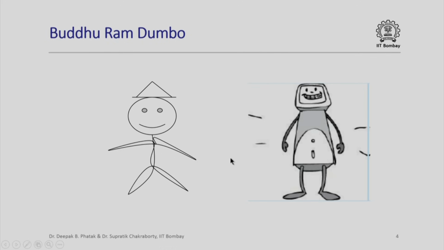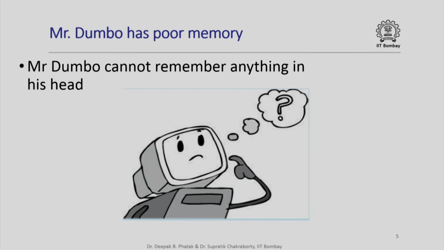So let us see what Mr. Dumbo can do and what Mr. Dumbo cannot do. First and foremost, Mr. Dumbo has poor memory. So even if we give him a number, Mr. Dumbo cannot remember that number in his head. He is perpetually confused. He does not carry any information inside his head. He is capable of doing things which he sees. He is capable of executing instructions which we give, but poor fellow cannot remember anything at all in his head.